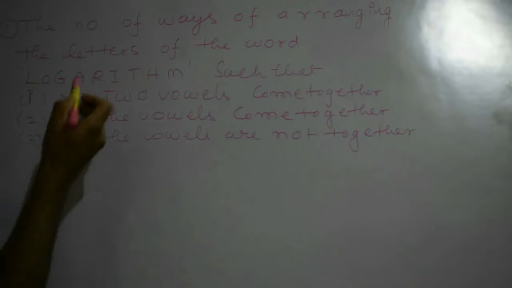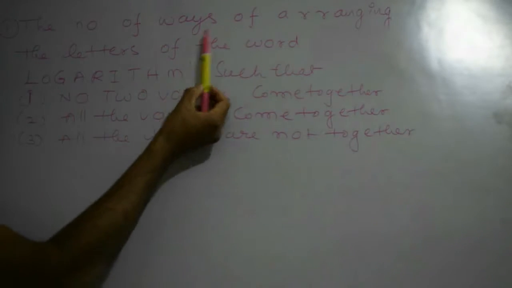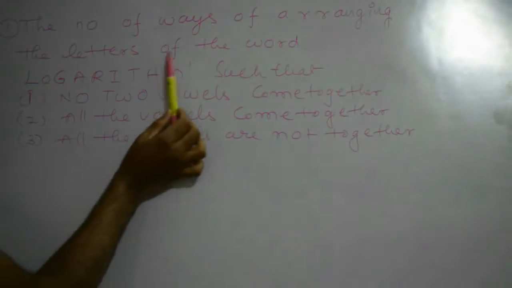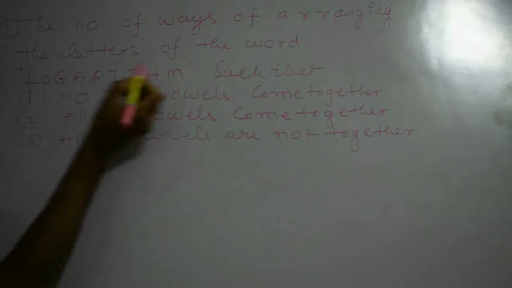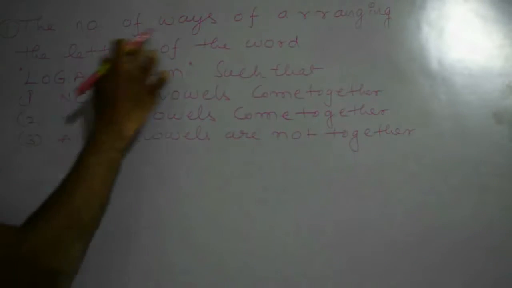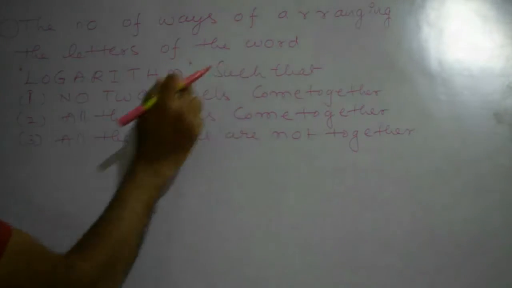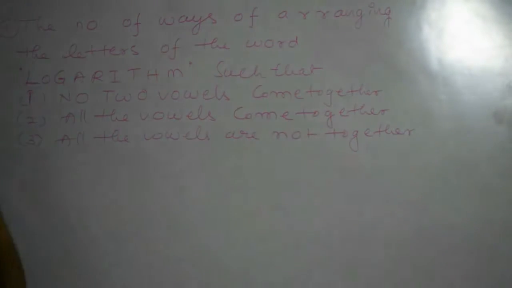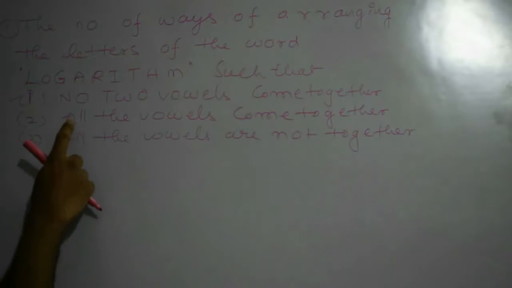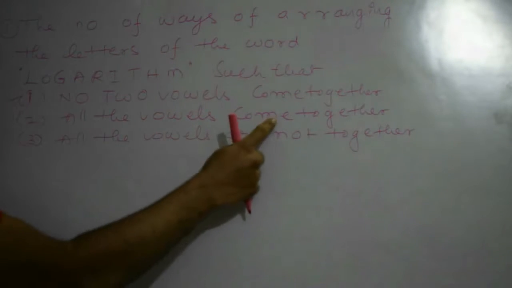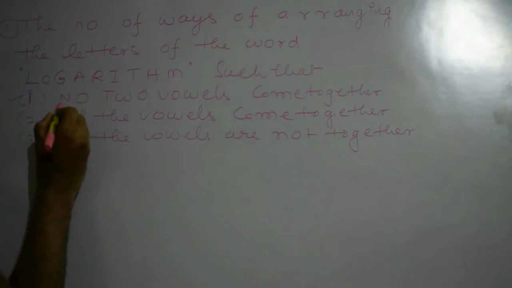The first problem is like this: the number of ways of arranging the letters of the word, what is that word? Logarithm. The number of ways of arranging the letters of the word logarithm such that no two vowels come together. That is the first question. The second one is, all the vowels come together. Here, no two vowels come together.